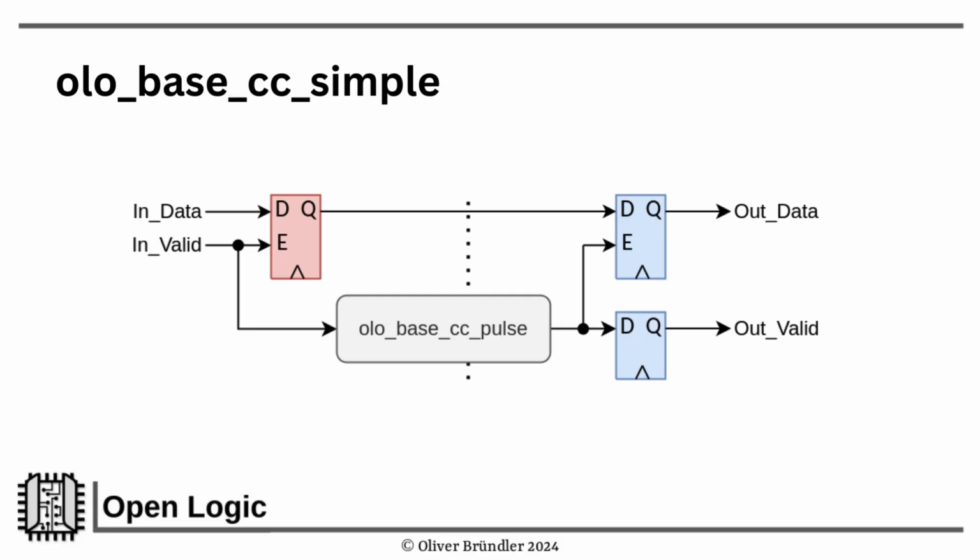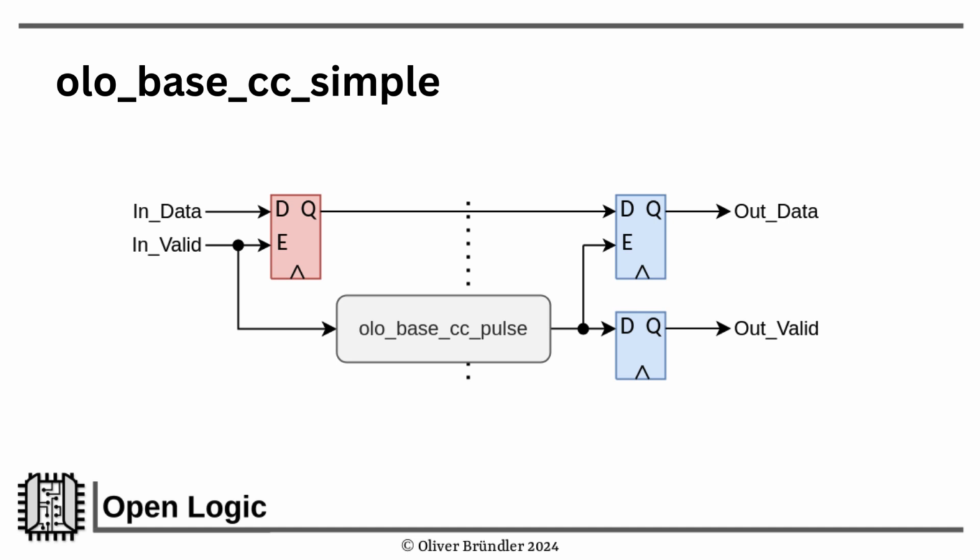The data is simply latched on the source clock domain. The valid pulse is then sent to the other clock domain using Allbase CC Pulse, and on this destination clock domain, the data is latched when the valid pulse arrives, and both are output. It's obvious that this structure only works if the data rate is significantly lower than the speed of the slower clock. In contrast to the Allbase CC bits, this entity ensures that all data bits signaled together with the valid signal are consistent.